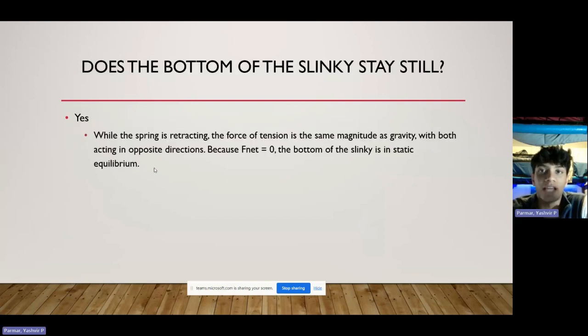And now for the actual question we were trying to answer in the beginning. Does the bottom of the slinky stay still? Yes. While a spring is retracting, the force of tension is the same magnitude as gravity, with both acting in opposite directions. So F net in this case is 0. Because that's the case, the bottom of the slinky is in static equilibrium. However, once the center of mass changes, then F net doesn't equal 0, and the slinky drops as a result. And you can see a change in the y position.